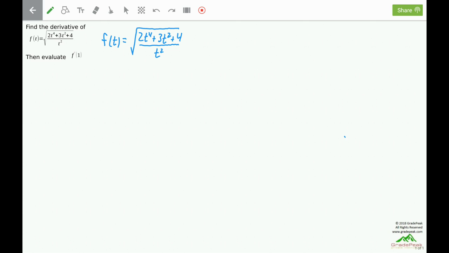all over t squared. Since I have a root, the first thing I need to do is rewrite this as a fractional exponent, and it's the entire quantity, 2t to the fourth plus 3t squared plus 4 all over t squared to the first power and second root or square root, so the entire thing is to the 1/2 power.